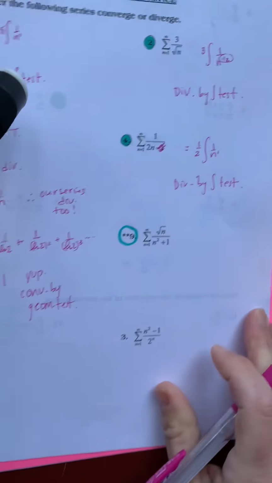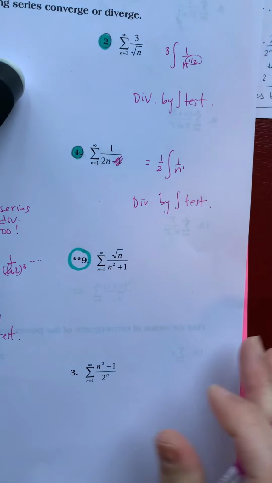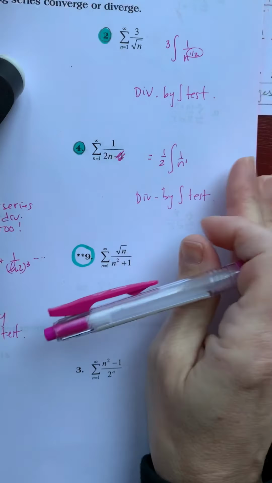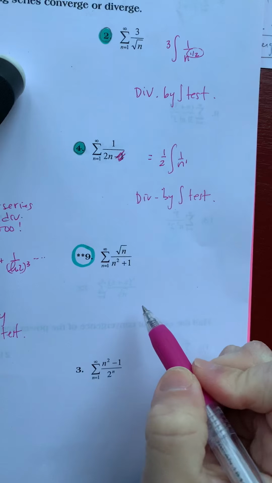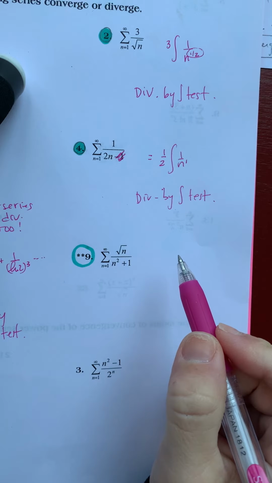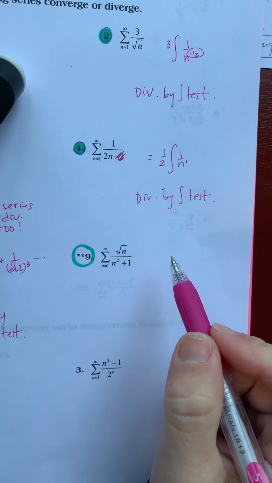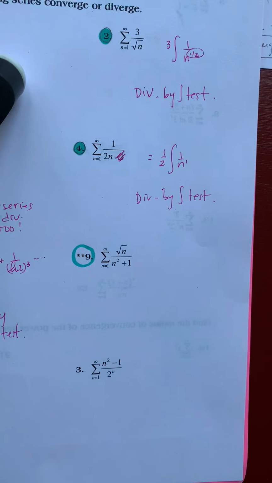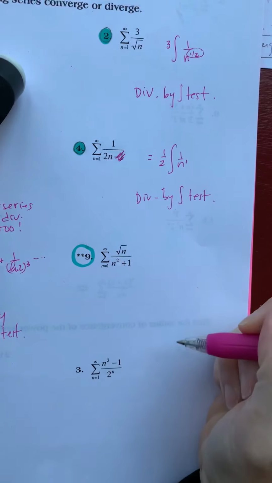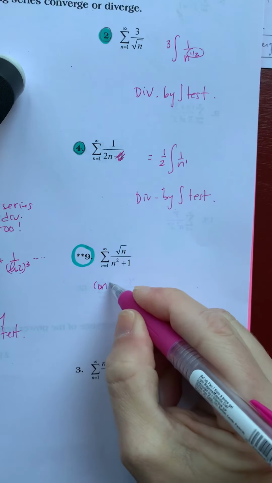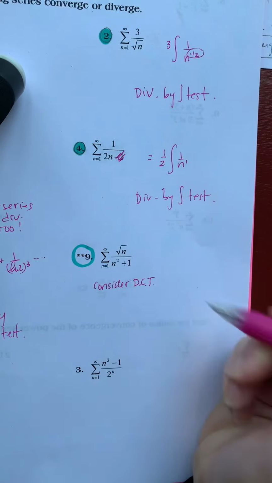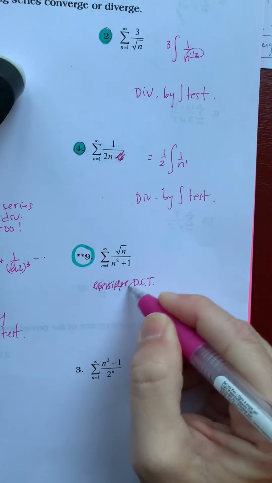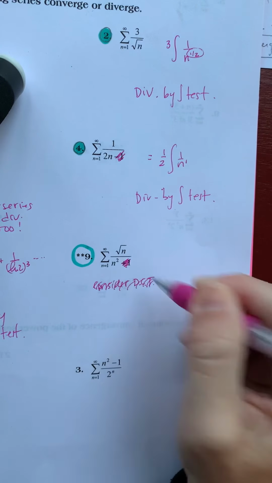All right, number 9, I put a star because it's a little wacky. Okay, so the bottom is growing faster than the top, so the nth term test tells me to keep going, so fine. Yeah, this one's a little bit crazy. Okay, so let's consider the direct comparison test. I'm not going to be able to use integral for this. Actually, you know what? Never mind. I should use integral for this. Let's be smart.